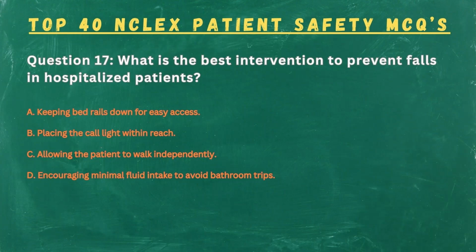Question 17. What is the best intervention to prevent falls in hospitalized patients? A. Keeping bed rails down for easy access. B. Placing the call light within reach. C. Allowing the patient to walk independently. D. Encouraging minimal fluid intake to avoid bathroom trips. Answer: B. Placing the call light within reach.